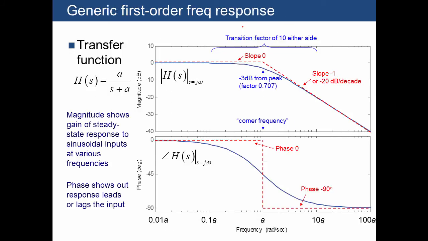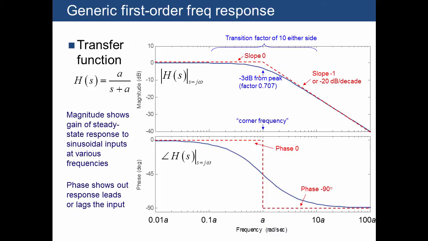Let's take this opportunity to return to first order systems and go back to a generic first order system, A over s plus A. This is what the plot looks like for that. We're already familiar with the asymptote, which has a slope of minus 1 for high frequencies and 0 for low frequencies. We're also familiar with the transition zone, plus or minus an order of magnitude, where we're talking about the frequency A, and therefore the transition zone is from 0.1A to 10A.